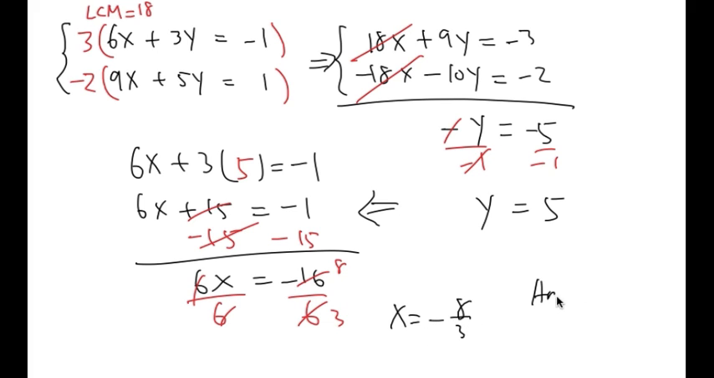And for the answer part, we're going to write the answer as an ordered pair. Put the x value first, which is -8 over 3, comma. The second number is for the y, which is 5. And let me label this to be clear. The first number is x, the second number is y. And this is how we can present your answer.